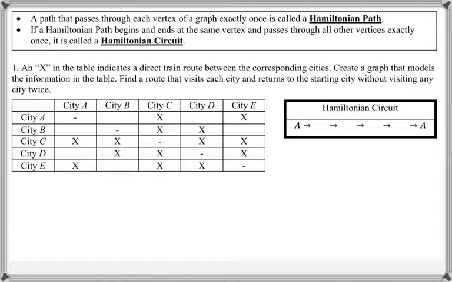So number 1 says, an X in the table indicates a direct train route between the corresponding cities. Create a graph that models the information in the table. Find a route that visits each city and returns to the starting city without visiting any city twice. We have 5 cities, so we have 5 vertices.